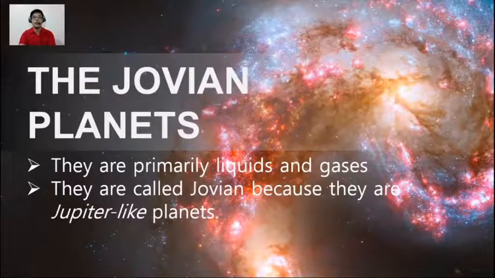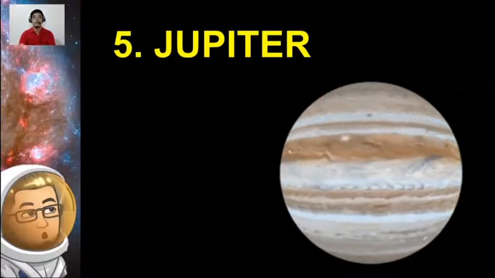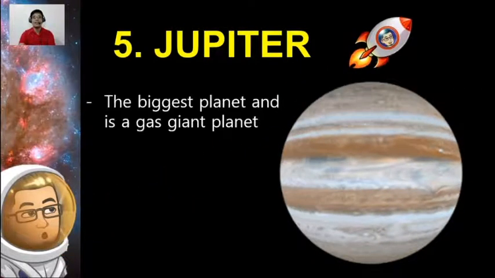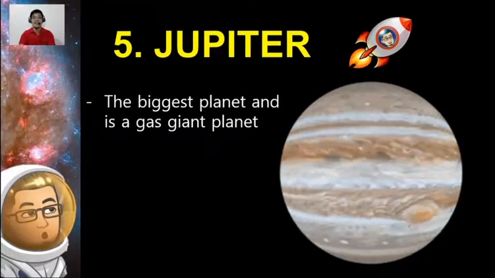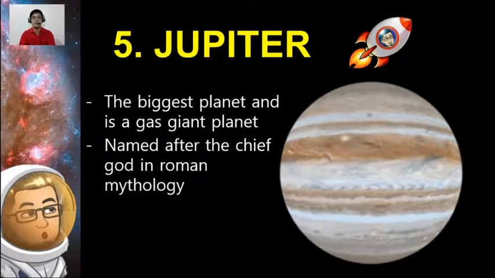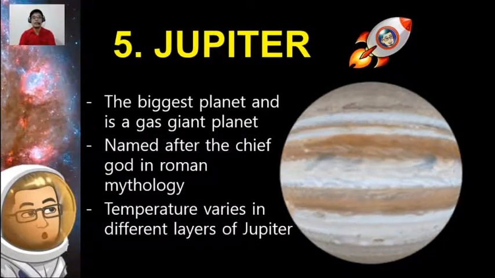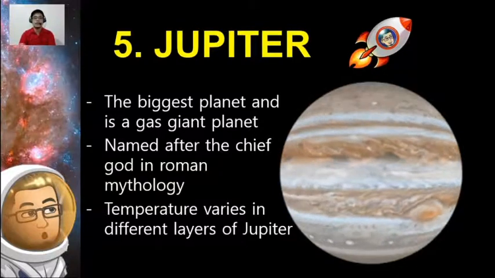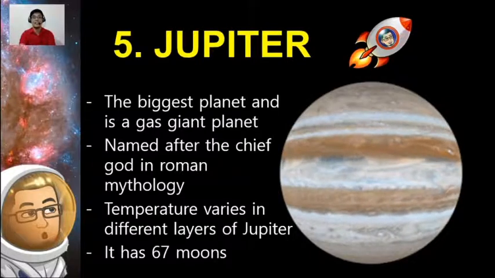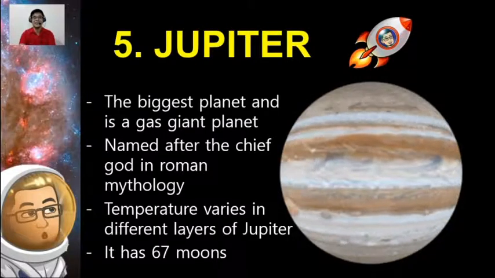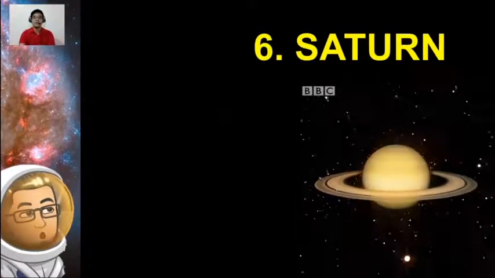Let us have the number 5 planet, which is under the Jovian planets, Jupiter. Jupiter is known as the biggest planet and is a gas giant planet. And it is named after the chief god in Roman mythology, Jupiter. And the temperature varies in different layers of this planet, and it has 67 moons or satellites. Marami siyang moons, yes.